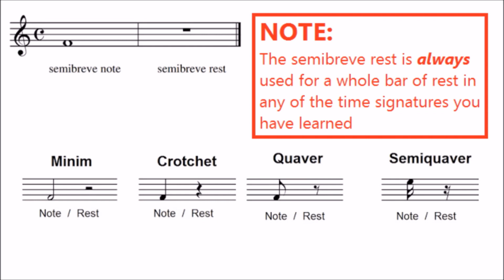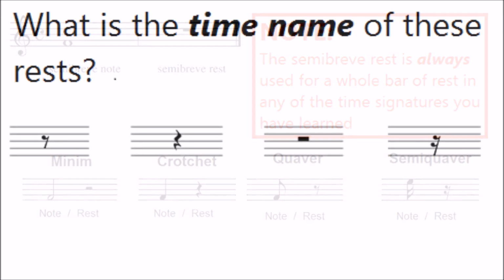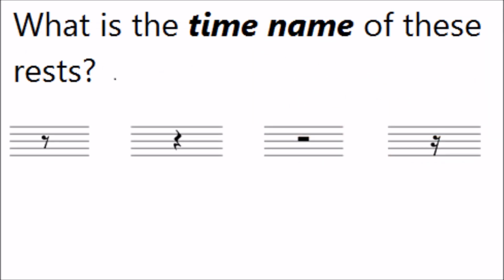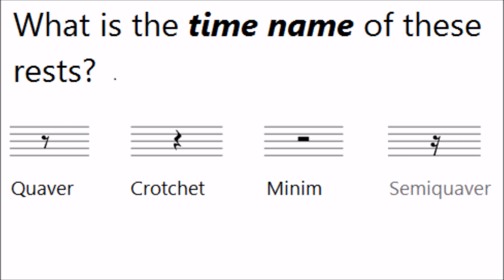Now, let's see how much you have understood. First of all, what is the time name, for example, semibreve, of these rests? The first one is a quaver, the second is a crotchet, the third a minim, and the fourth a semiquaver.